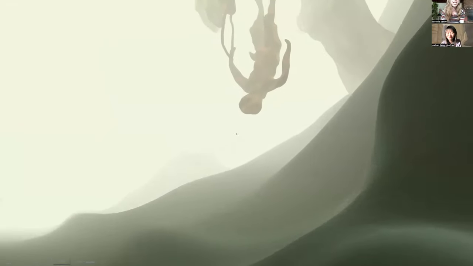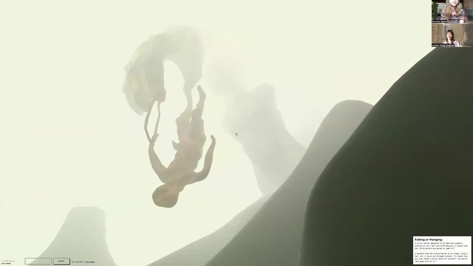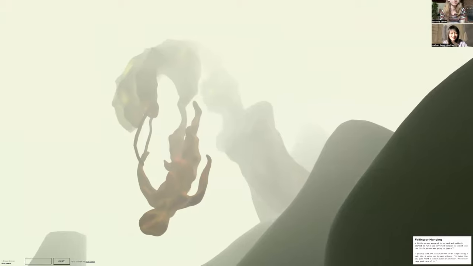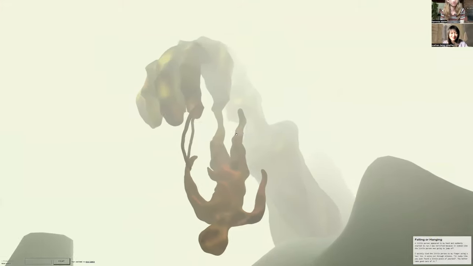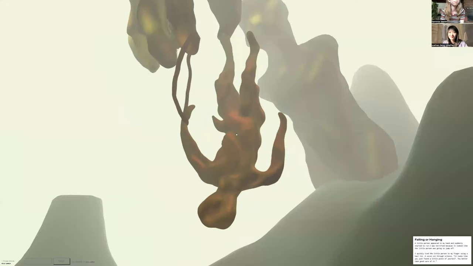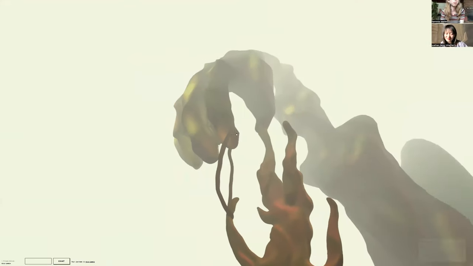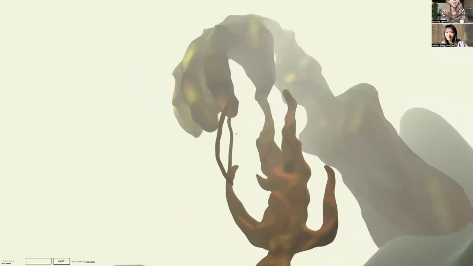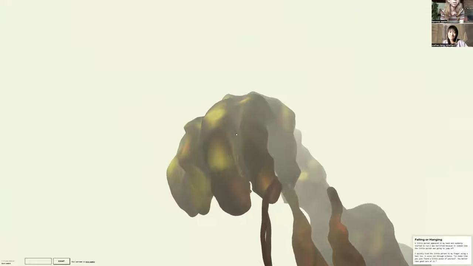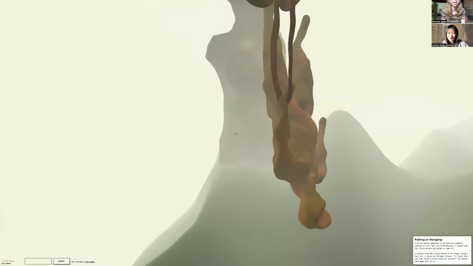So we're moving on through this canyon, and now we see another one of these shapes, one of the darker green and orange ones that we saw on the back wall. There's this big green hand, and a human figure suspended from the index finger, hanging down by a rope. This is called Falling or Hanging. And this one is not animated.